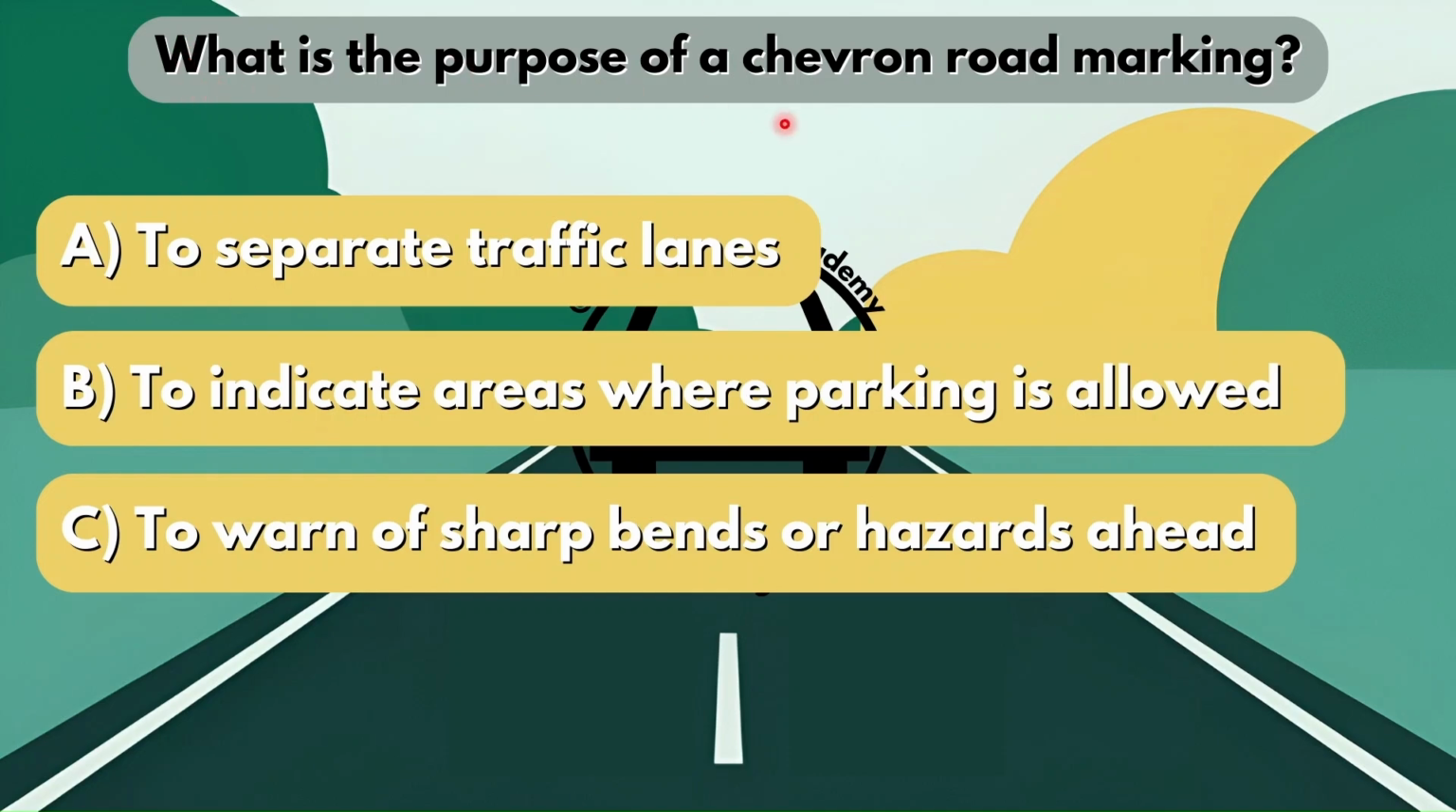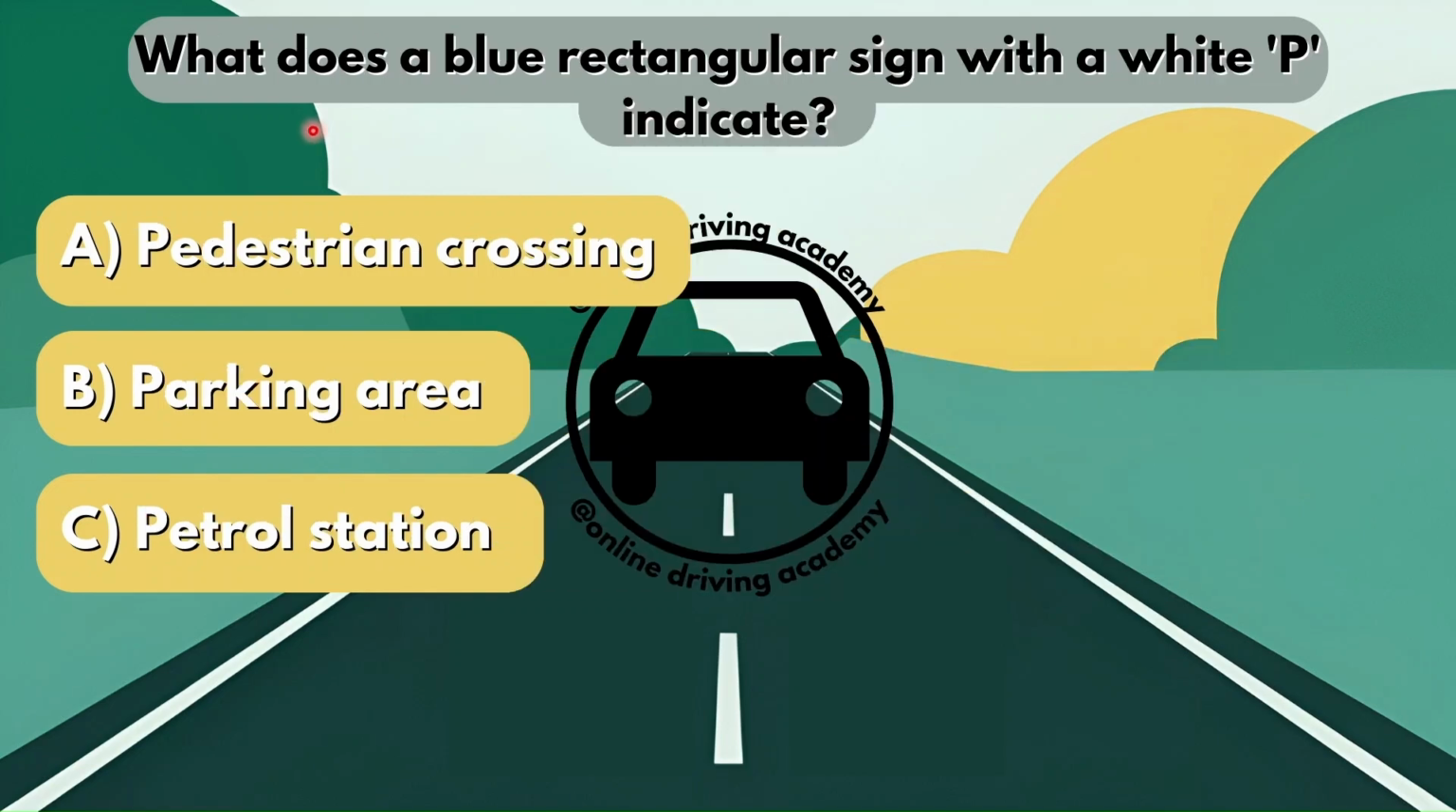What is the purpose of a chevron road marking? Is it option A, to separate traffic lanes? Is it option B, to indicate areas where parking is allowed? Or is it option C, to warn of sharp bends or hazards ahead? Now the purpose of a chevron road marking is to warn you of a sharp bend or any hazards ahead.